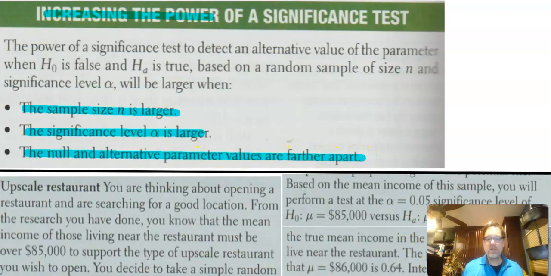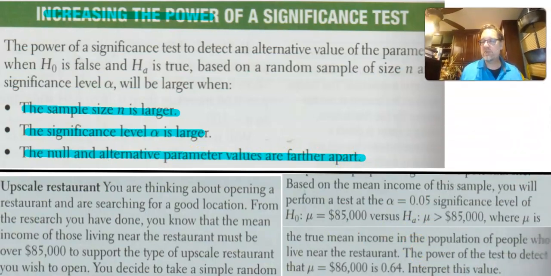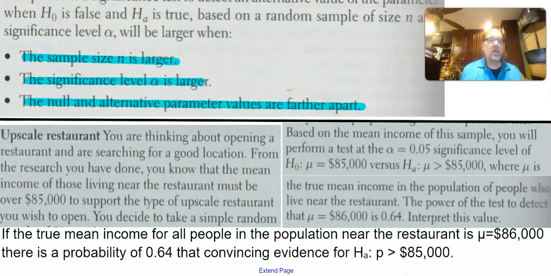Okay, let's take a look at this. We talked about this example the other day in class. You are thinking about opening a restaurant and are searching for a good location. From the research you have done, you know that the mean income for those living near the restaurant must be over $85,000 to support the type of upscale restaurant you wish to open.